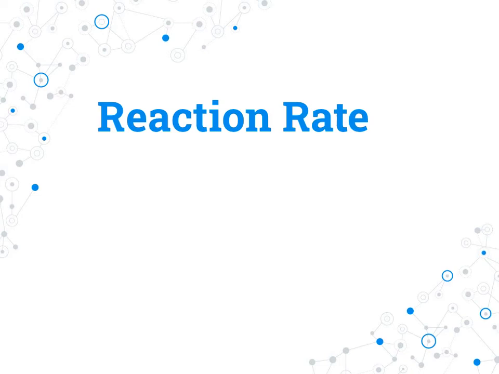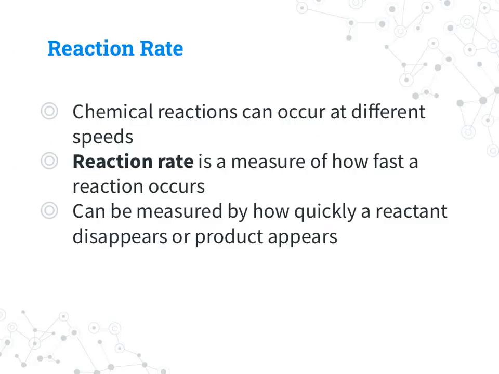Reaction rate. Chemical reactions can occur at different speeds. Reaction rate is a measure of how fast a reaction occurs. It can be measured by how quickly a reactant disappears or how quickly a product appears.